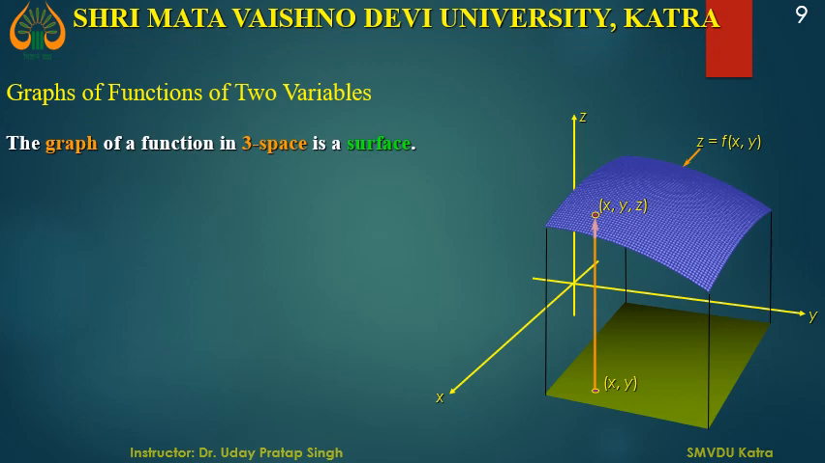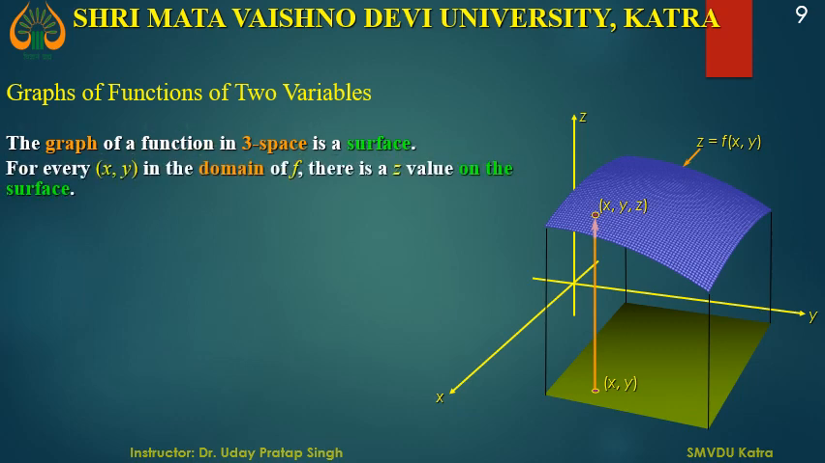What is the graph of the function? The graph of the function is represented as follows. For every point, suppose z is equal to x, y plus 2x plus 3, right? Then for the ordered pair 0, 0, what is the z value? The z value is 3, right?